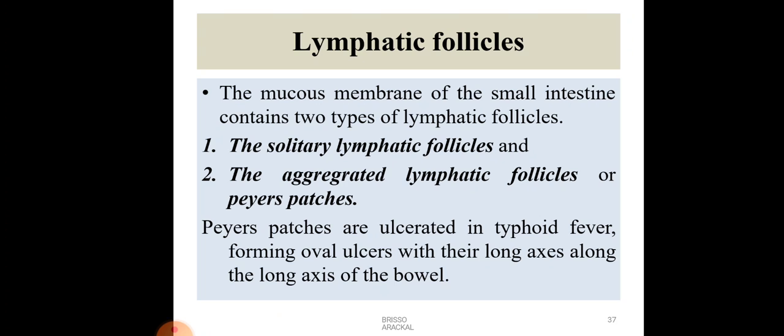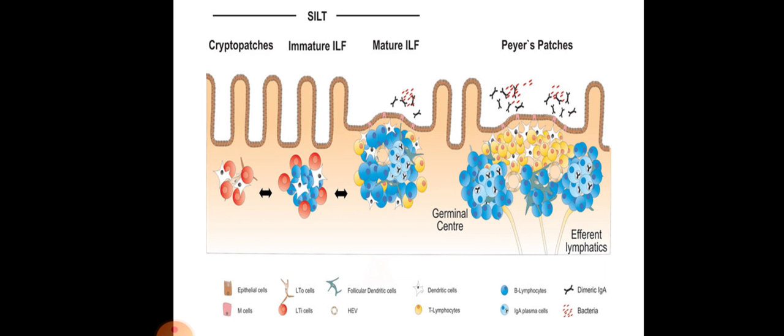Now the lymphatic follicles, which is another characteristic feature in the histology of the intestine. The mucous membrane of the small intestine contains two types of lymphatic follicles, that is solitary lymphatic follicle and aggregated lymphatic follicle, which are also known as Peyer's patches. Peyer's patches are ulcerated in typhoid fever, forming oval ulcers with their long axis along the long axis of the bowel. So this is the Peyer's patches.